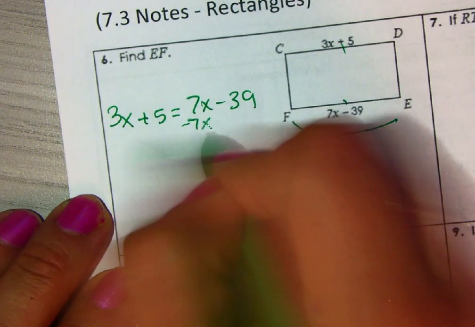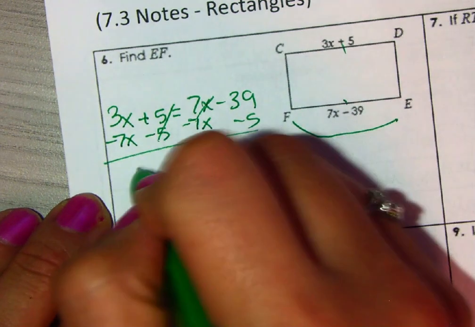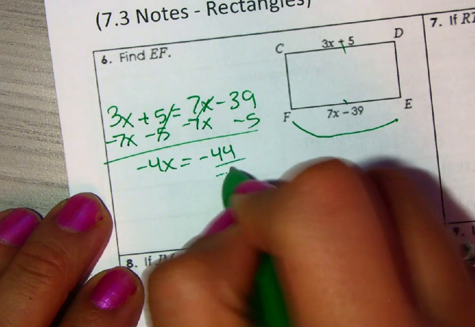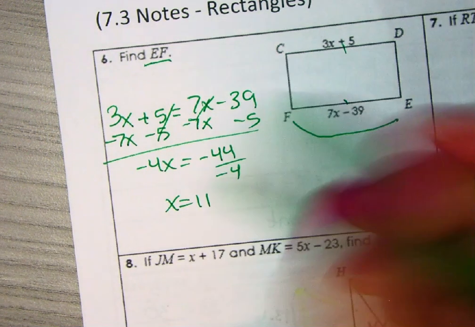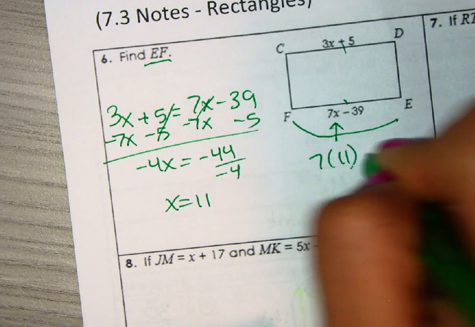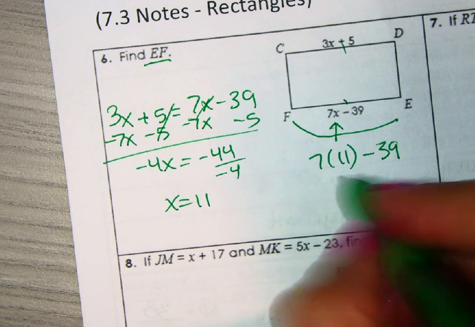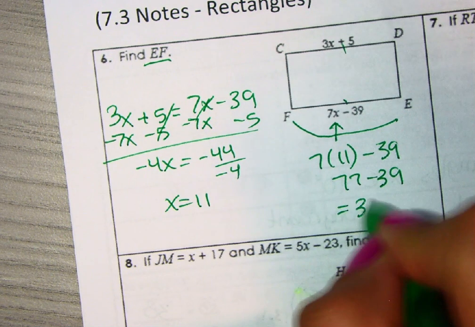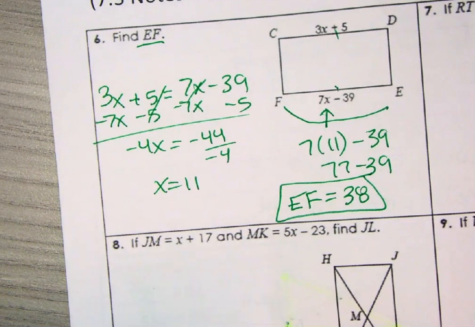So minus 7x, minus 5. Negative 4x equals negative 44. So then you divide by negative 4 and you get 11. Now it's asking for EF and not just x. So now you're going to substitute there an 11. And 7 times 11 is 77. 77 minus 39 is 38. So EF is 38.